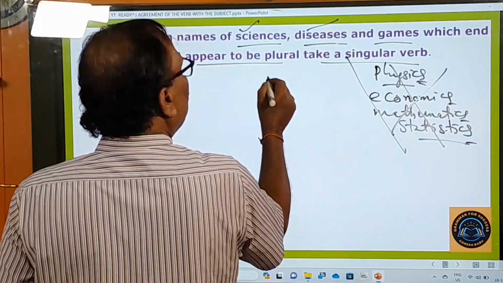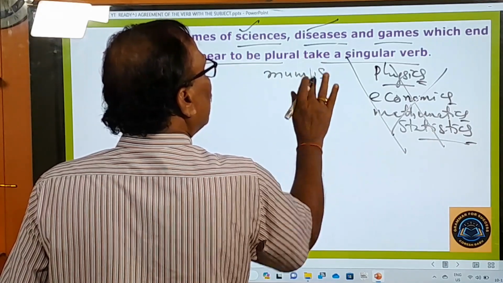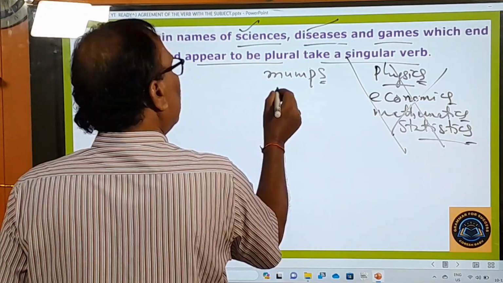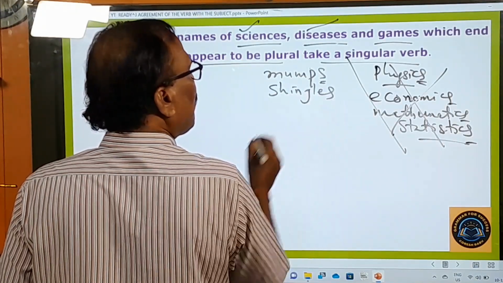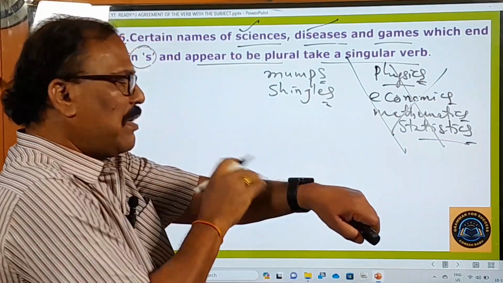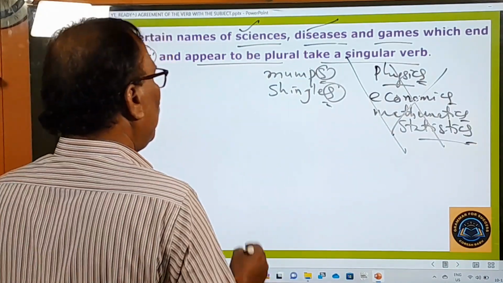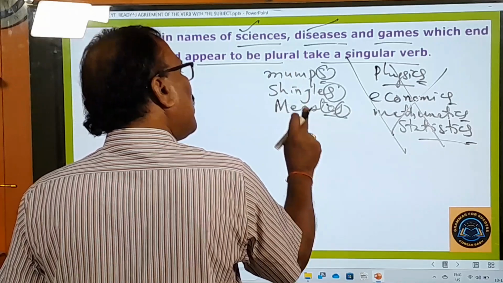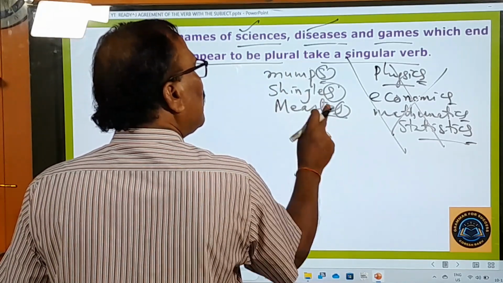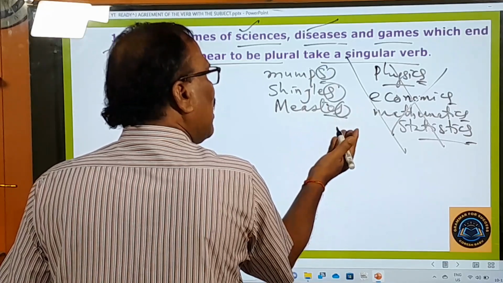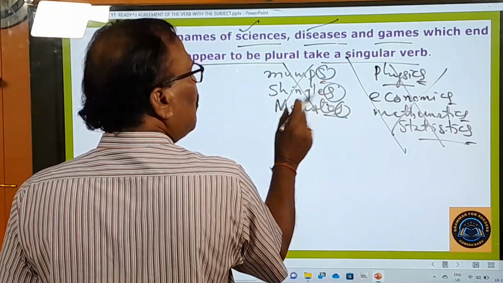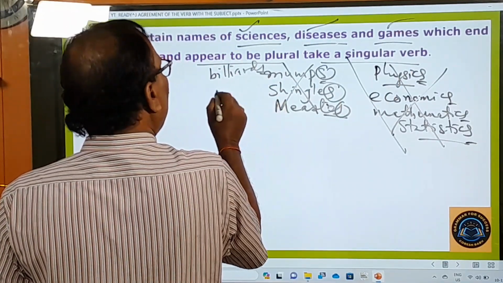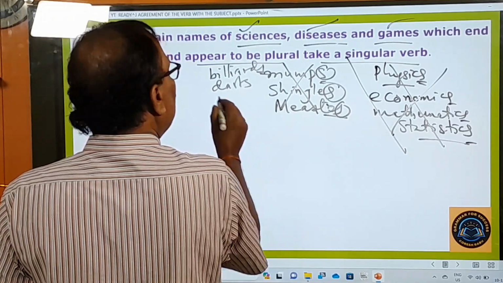Similarly, diseases are also there. So mumps is there. Mumps is a disease that occurs in children. Shingles is there. Shingles means some kind of rash you will find on the skin. Measles is there. It's also a children's disease. These are all the names of diseases. They are ending in s, and even then they are not plural words, they are singular words, right? And games are there. Billiards is there, it's ending in s. Darts is there. Skittles is there.